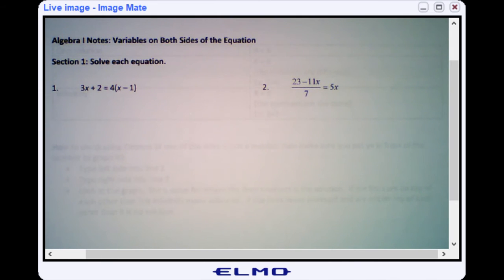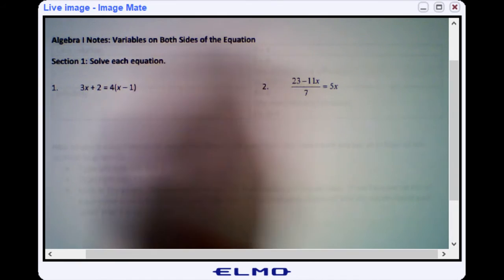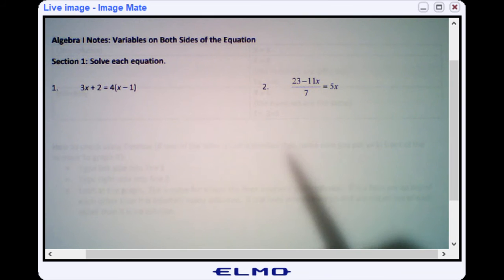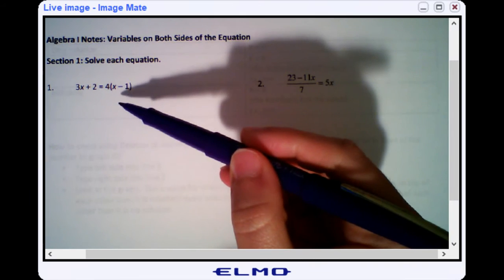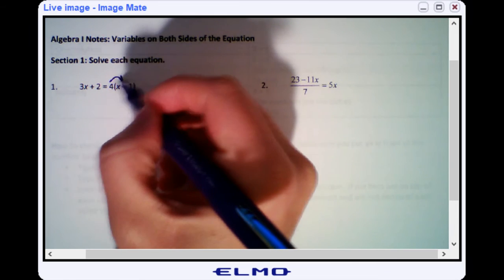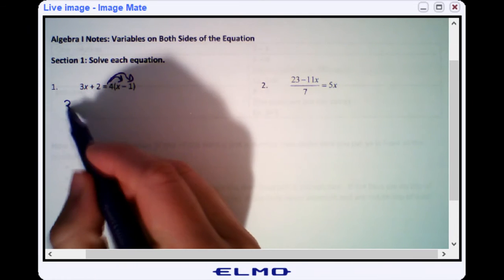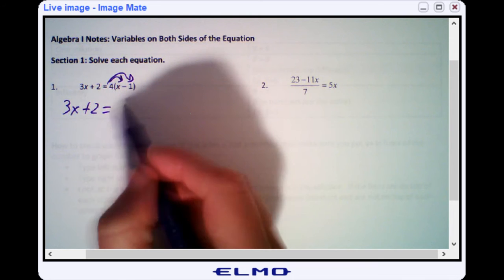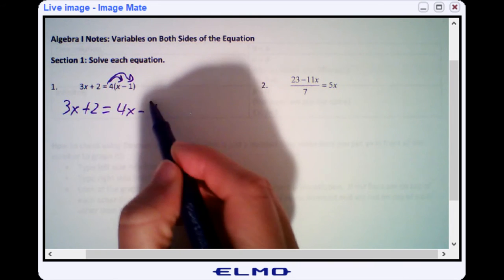For problem 1, my left side is already simplified. I have no parentheses and no like terms. My right side, though, has the parentheses, so I'm going to distribute first. So I will get 3x plus 2 equals 4x minus 4.